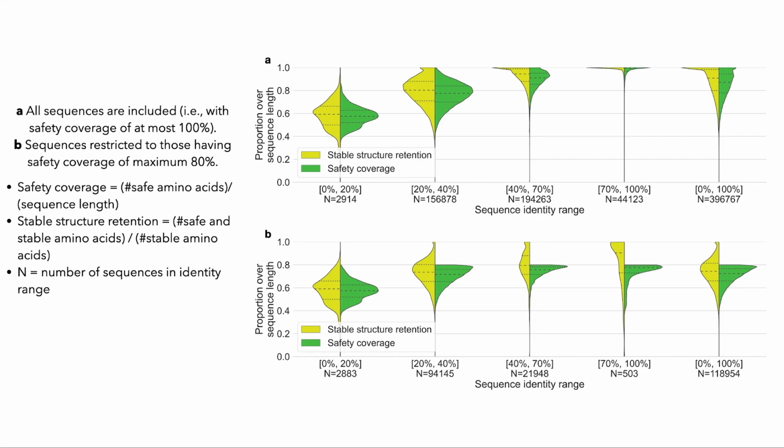Here we see the stable structure retention, which is defined as the proportion of safe and stable amino acids with respect to only the stable amino acids. As we can see here, the stable structure retention is generally larger than the safety coverage, especially looking at the lower graph here, which contains only the sequences with up to 80% safety coverage. We can really see here how much larger the stable structure retention is than the safety coverage, especially in identity ranges of 40 to 70% or 70 to 100%. A larger stable structure retention implies that the proportion of stable positions inside the safety windows is larger than the overall proportion of stable amino acids.